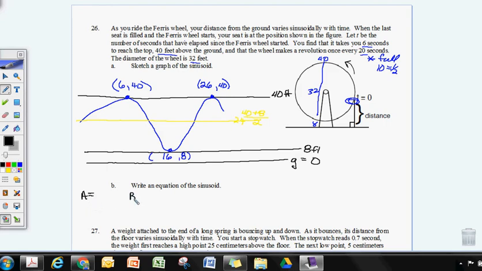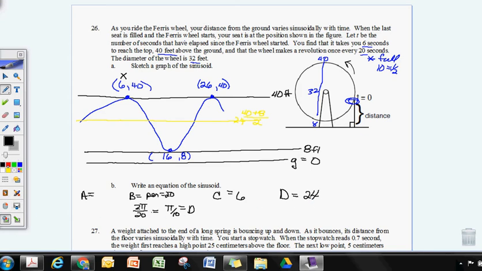My B value, I know that the period is 20 seconds, but that means that my 2 pi divided by 20 is going to give me pi over 10. Guess what? That's my B value. My C value is where I start. It is a positive 6. And my D value, we just said, was 48 divided by 2, or 24.